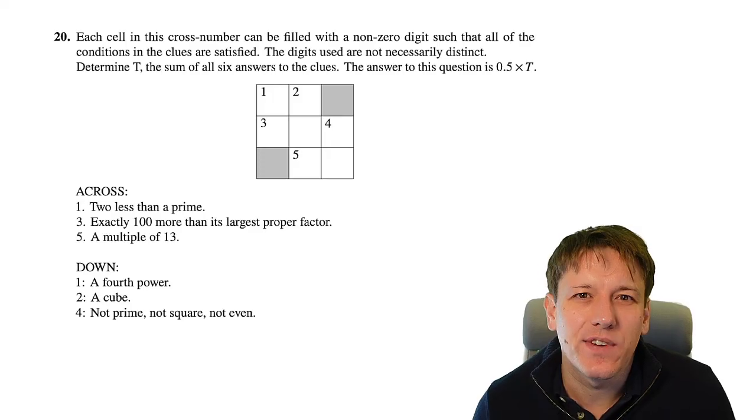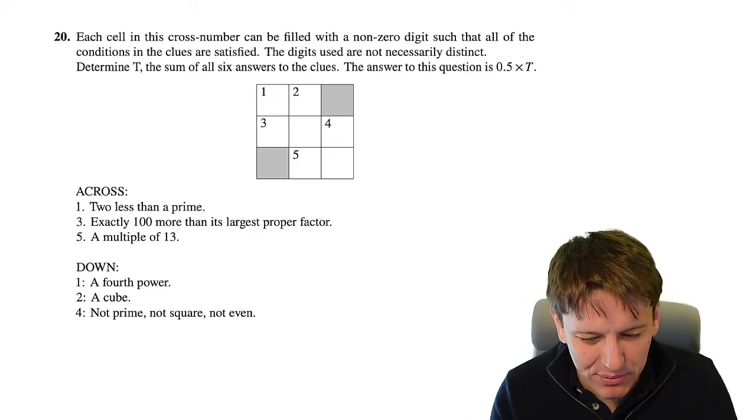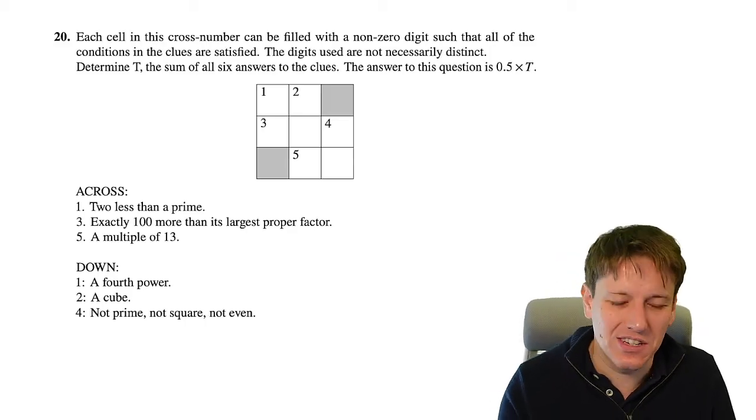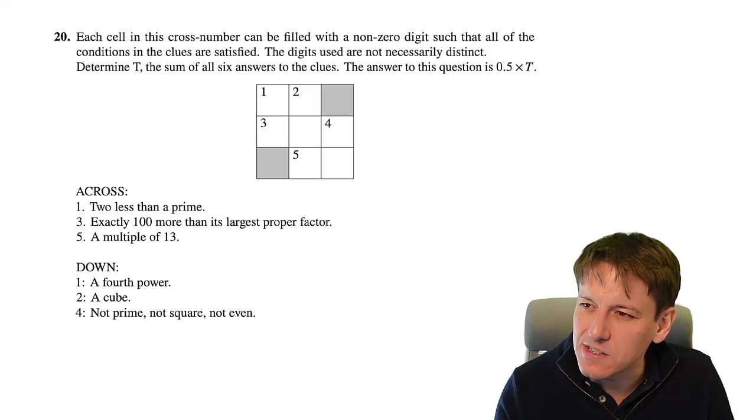Really with these cross numbers, it's finding a way in and finding sort of the most restrictive option. So I sort of start reading through this. Well, 2 less than a prime. Okay, two digit. There's quite a lot of 2-digit primes. I don't really want to start there. Exactly 100 more than its largest proper factor. That seems a bit hard to think about.